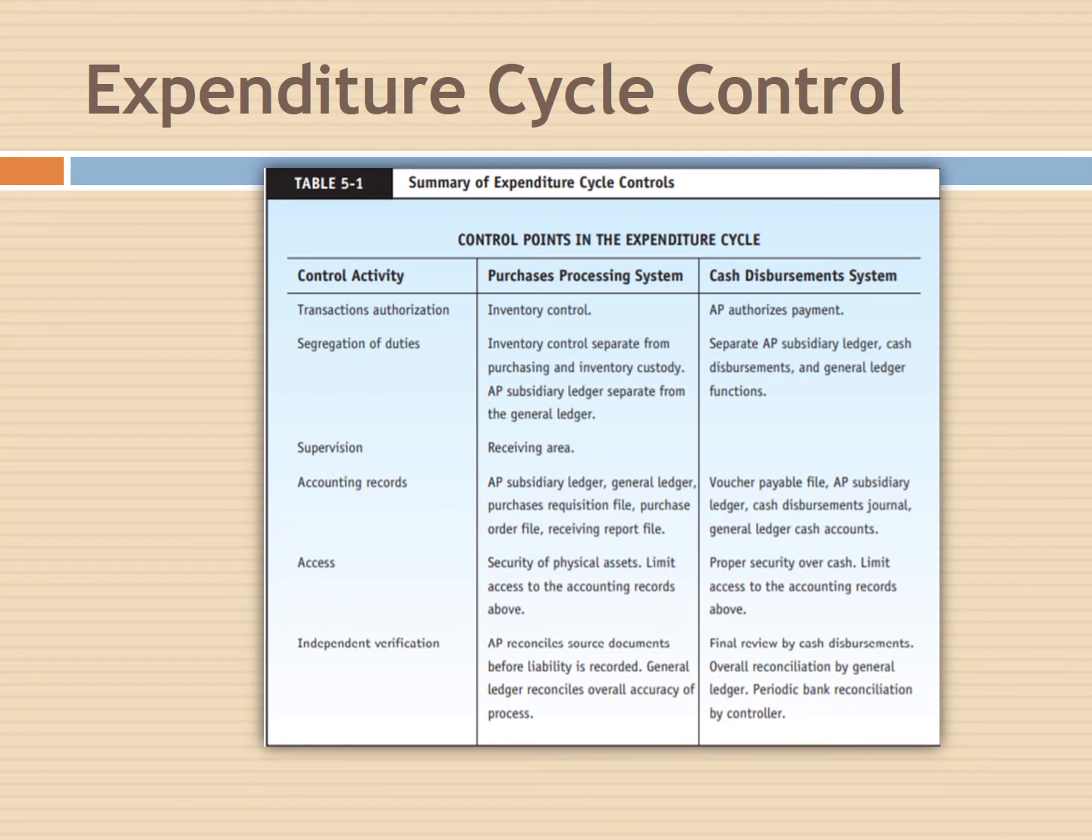Expenditure cycle control is a set of purchasing decisions and actions. What is the purpose of expenditure cycle control? The purpose of this control is to maintain order so that the process goes smoothly. There are six control points of the expenditure cycle.